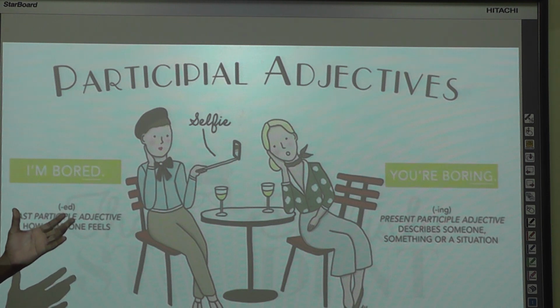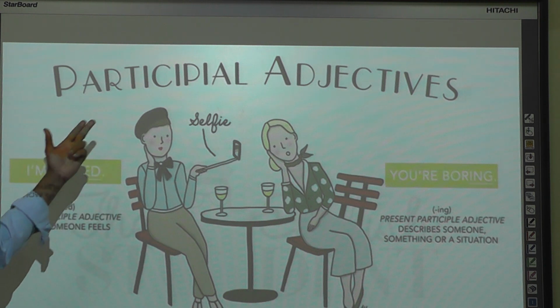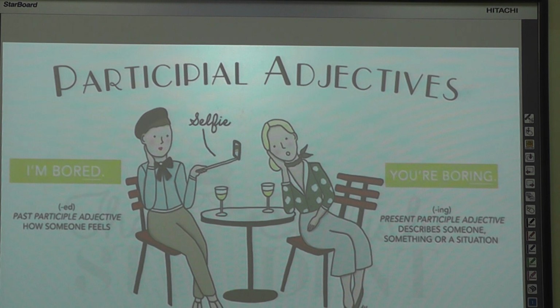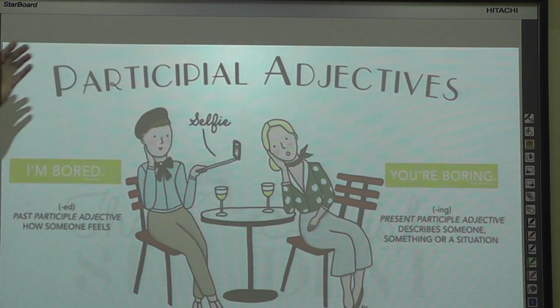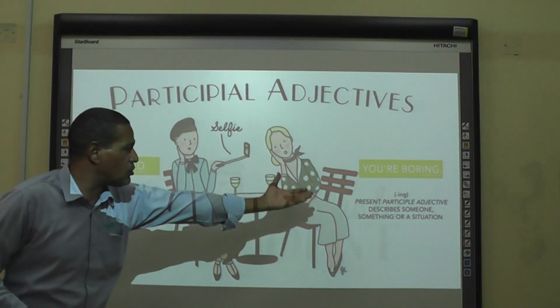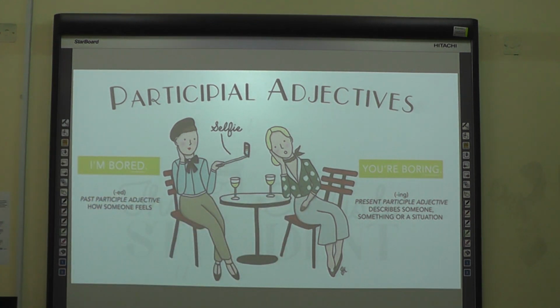This is the main difference between using a verb with ed or a verb with ing and using it as an adjective, either to describe the feeling of someone or to describe someone or something. And we are going to see more examples.